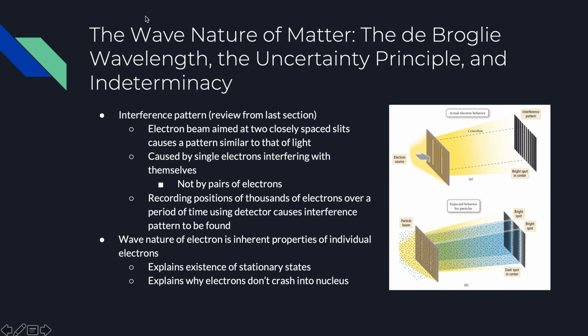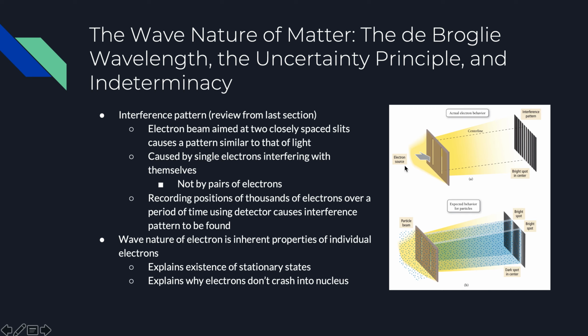And the next topic we'll talk about is the wave nature of matter, which includes the de Broglie wavelength, the uncertainty principle, and indeterminacy. We'll go over one thing, which is an interference pattern, the assortment of dark and white lines, which we went over in the last section, which happens when you shoot light at two slits, like the double slit experiment.